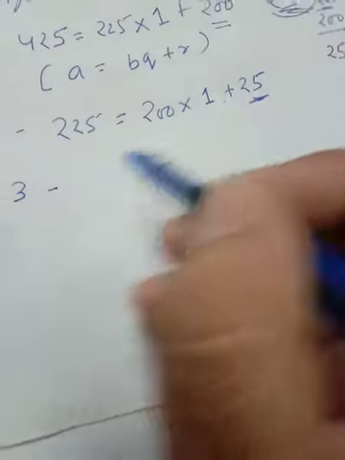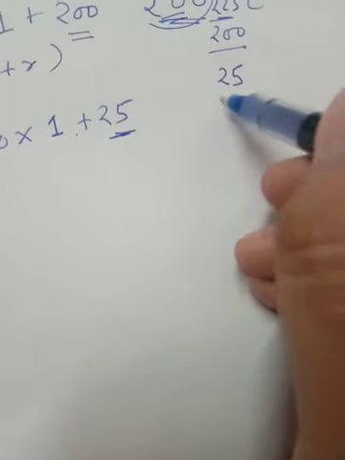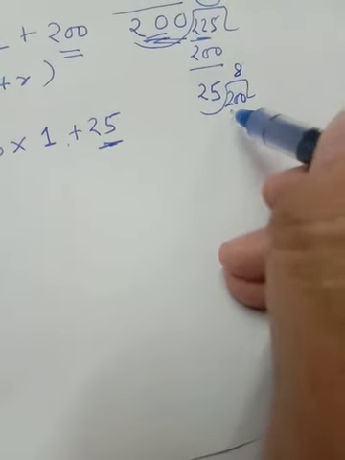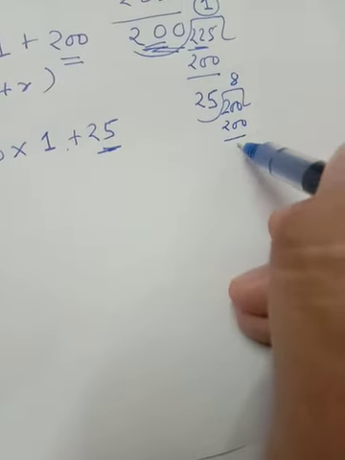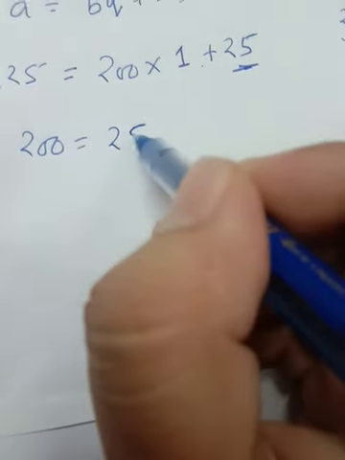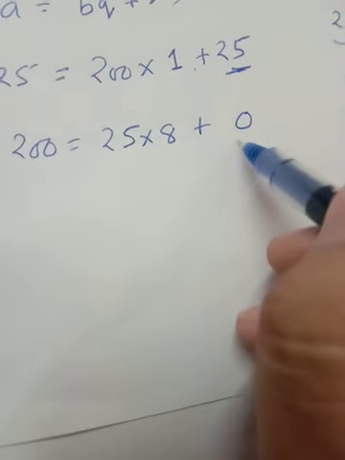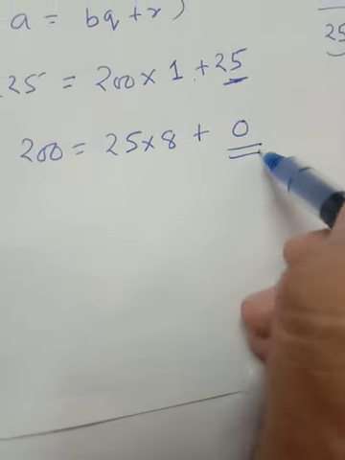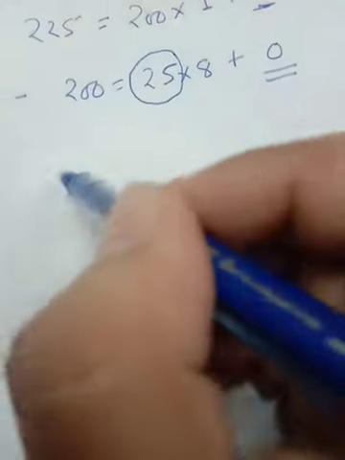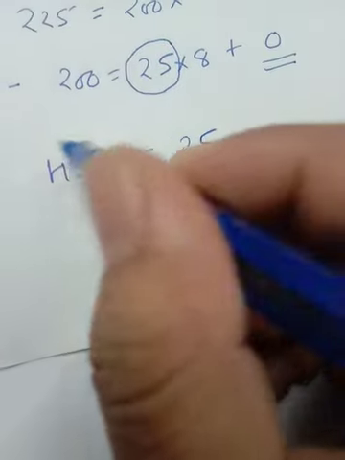Now we can write 200 as 25 into 8 plus remainder 0. So in this step, when you get the remainder as 0, the divisor of that step is your HCF. It means in this case your HCF is 25.